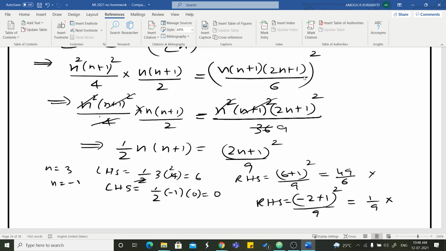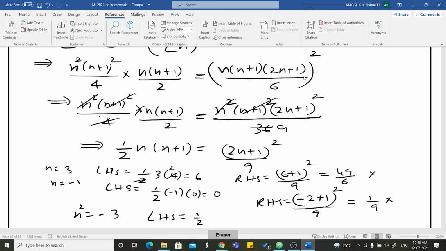Take n square is equal to minus 3. Then LHS 1 by 2, n square is minus 3. It does not exist because here n square is minus 3, so n value is root of minus 3. That is not a real number. So option C is also wrong. Then take n is equal to 1. Put n is 1.